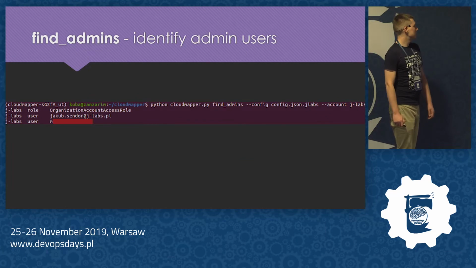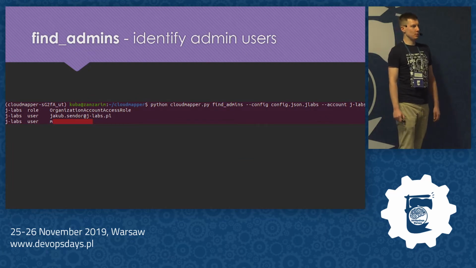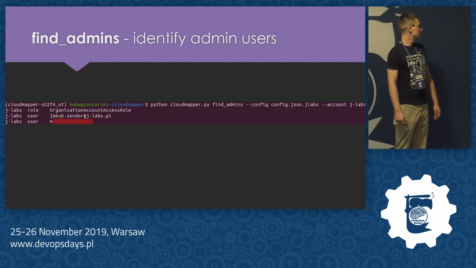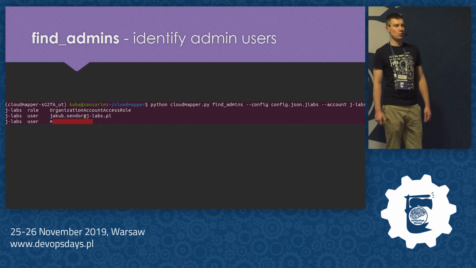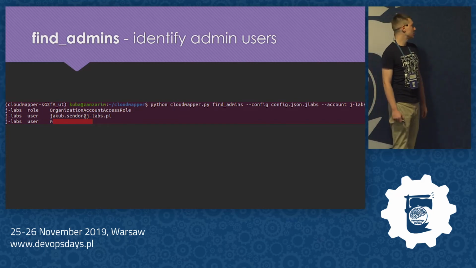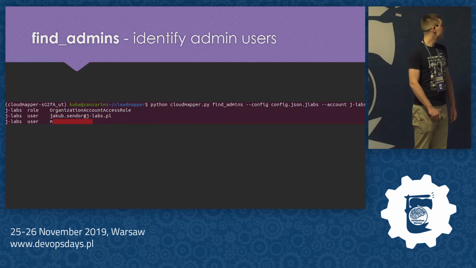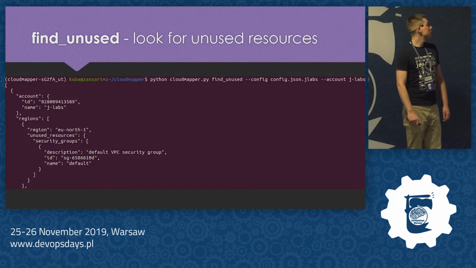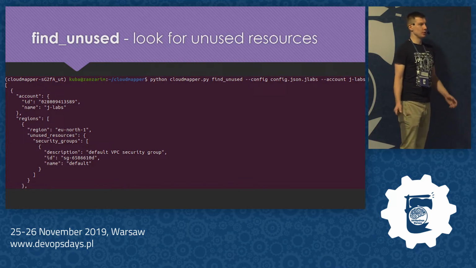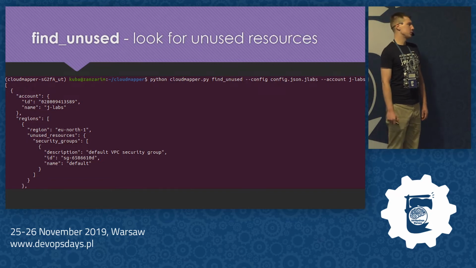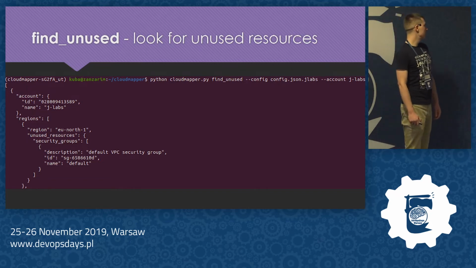Find admins is also a very useful command. Probably when you're starting, it's good to start with it, just to get to know who the admins are, which admin accounts we have on our account. And find unused is very useful when you're cleaning up your AWS account. So it's good to see which, for instance, VPC security groups are not used and so on.